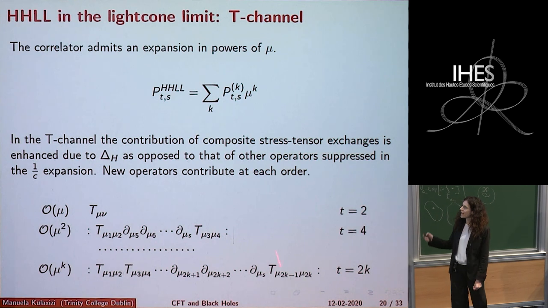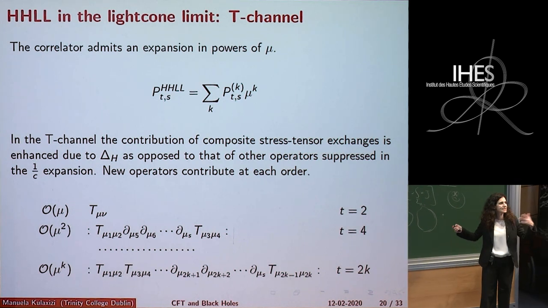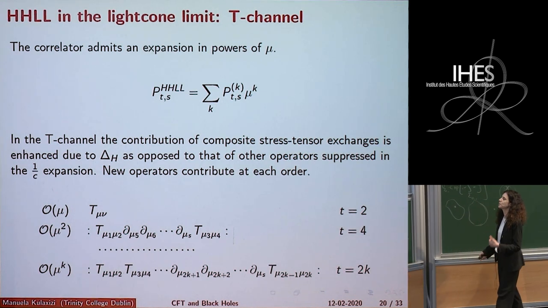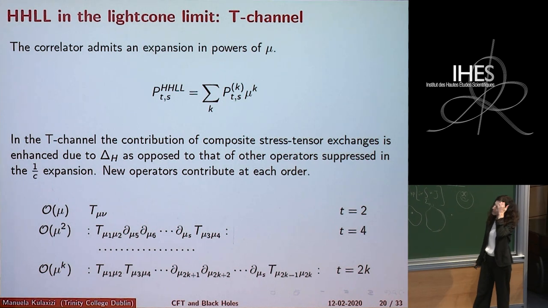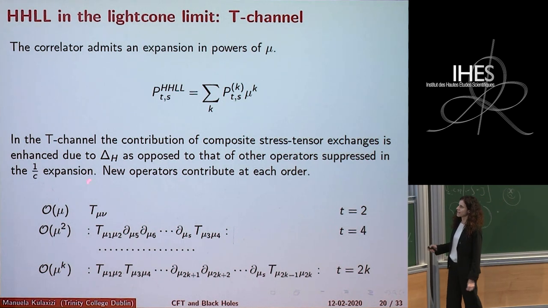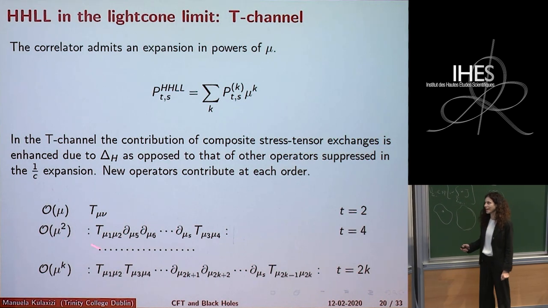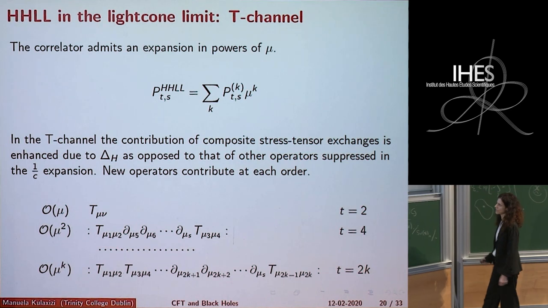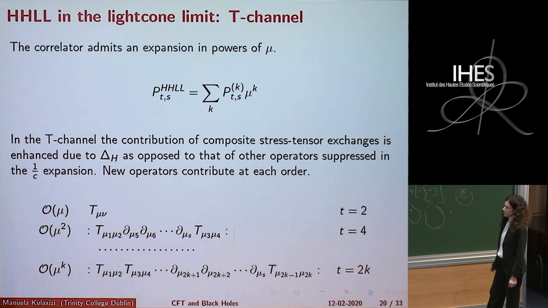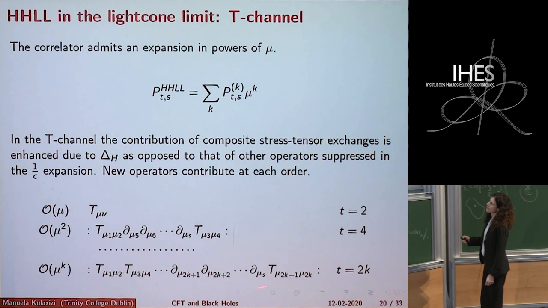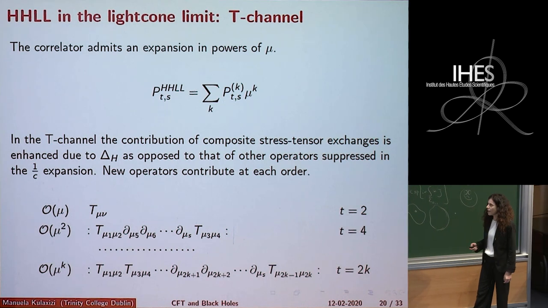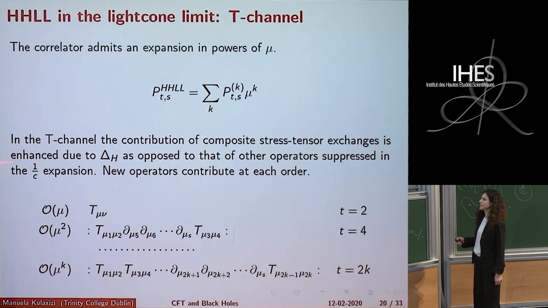So from the class of these multi-stress tensor operators, as I will call them, these correspond to the minimum twist multi-stress tensor operators. The number of mu factors tells us how many stress tensors sit within a composite operator. And also, given that we're looking at the light cone limit, we are allowed to focus on a specific set of all these composite operators. However, this still does not simplify our work a lot.